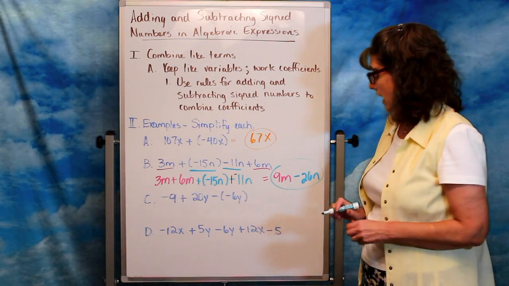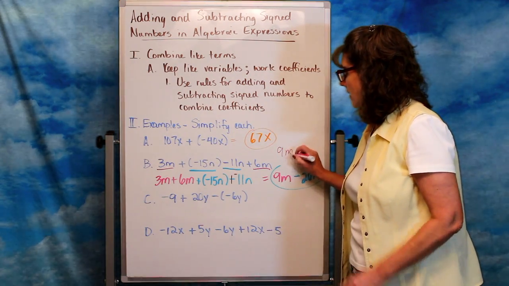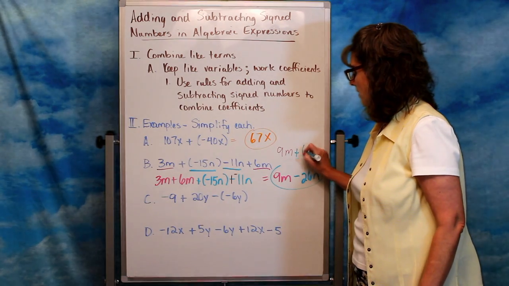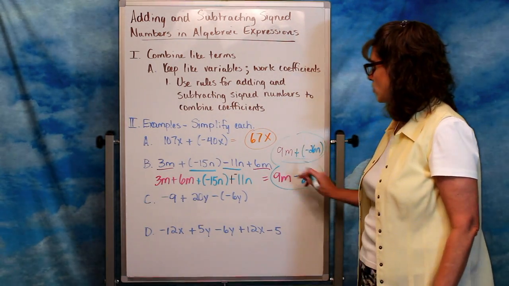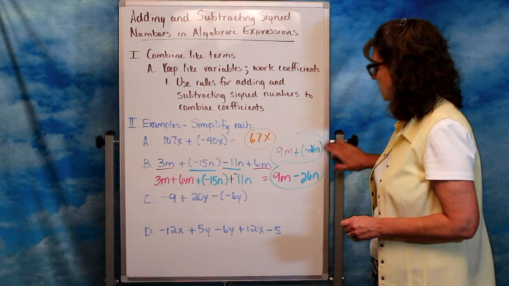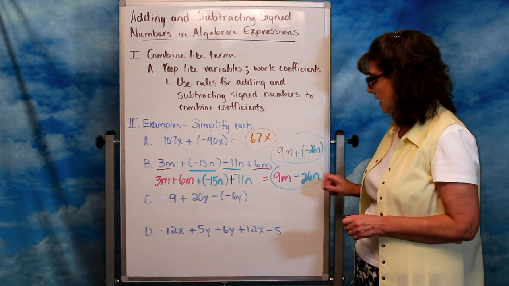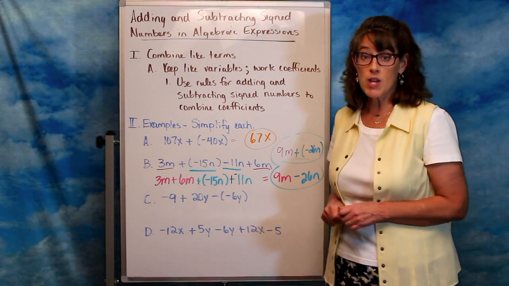Now, I could look at it instead as 9m plus a negative 26n, because they mean the same thing. Remember, if I turn this one into an addition problem, I add the opposite of the second one, and when I add the opposite, it turns into plus a negative 26. So these two are the same.